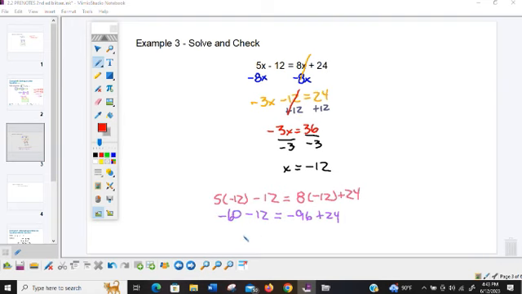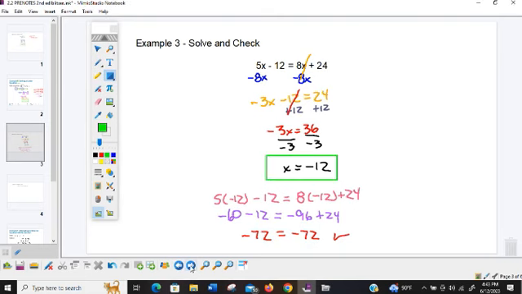Negative 6 minus 12 is negative 72. Excuse me, I said negative 6. I meant negative 60. Minus 12 is negative 72. Negative 96 plus 24 is negative 72. Okay, so what I end up with is the same thing on each side, and that tells me that my solution worked. Let's try another one.